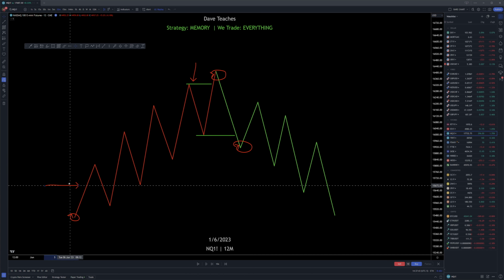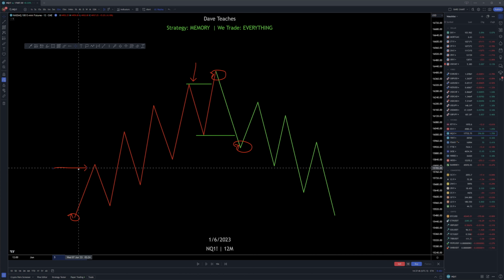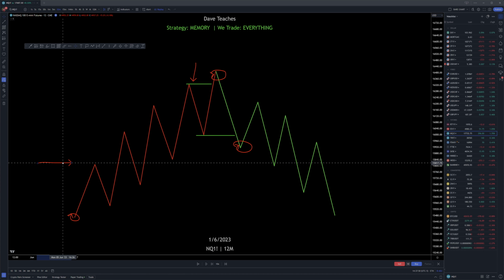I don't like saying market structure break because so many people got different ideas of what a market structure break is. I only have one. It's a body.